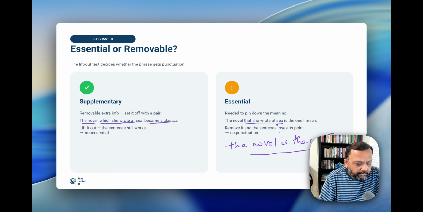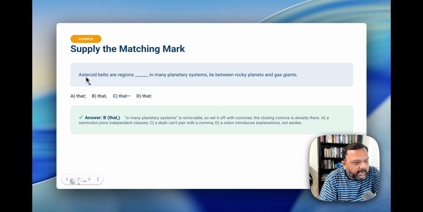All right, let's do an example here. Asteroid belts are regions that, in many planetary systems, lie between rocky planets and gas giants. Let's perform the lift-out test here. We'll take "in many planetary systems." If I lift this phrase out, then asteroid belts are regions that lie between rocky planets and gas giants. It's grammatically correct, and it also conveys the meaning.